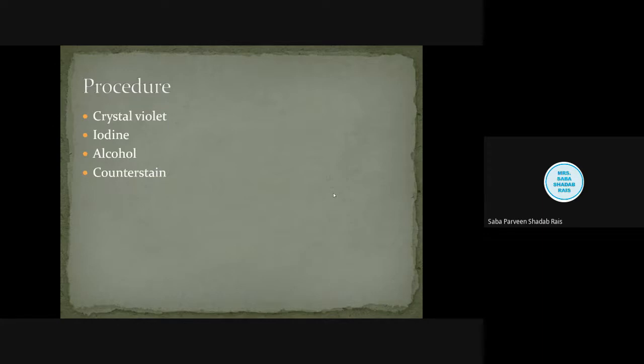Now here we have the gram positive bacteria purple in color, and gram negative bacteria transparent. So we are going to use the counter stain. What is the counter stain? We can use any pink stain, preferably the safranin stain, which is going to give the pink color to the gram negative bacteria.